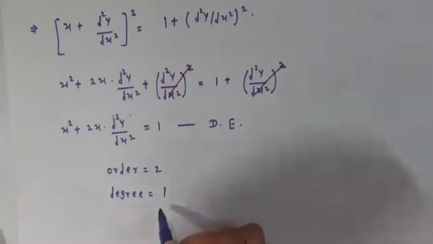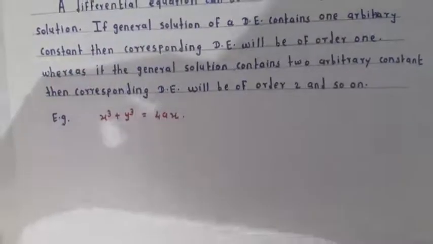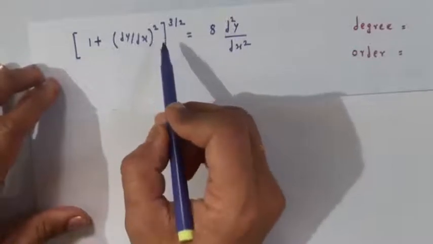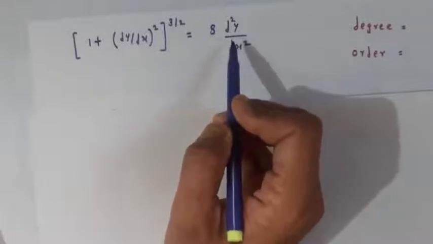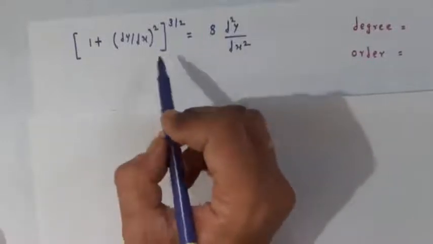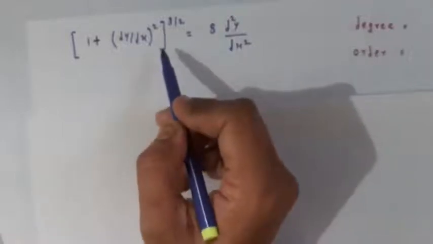Okay students, now another example: find the order and degree of the differential equation (1 + dy/dx)^2 raised to 3/2 equals 8 into d2y/dx square. To find its degree and order, let us simplify.